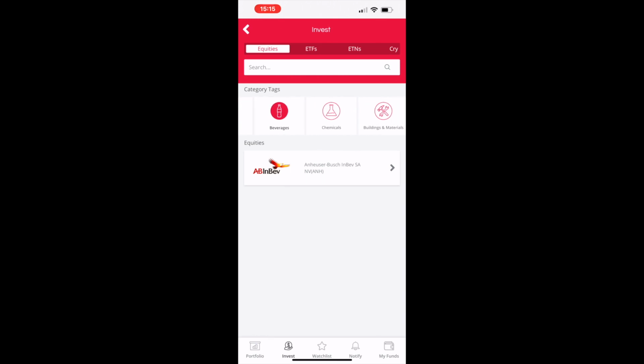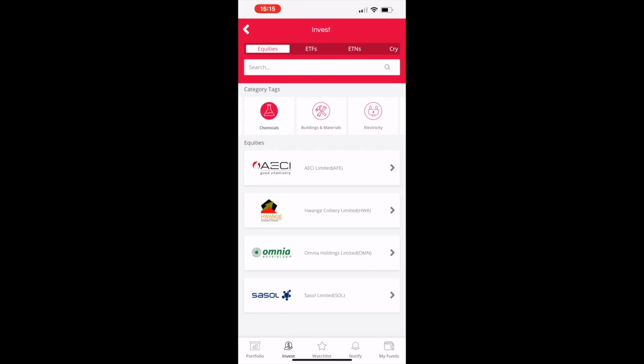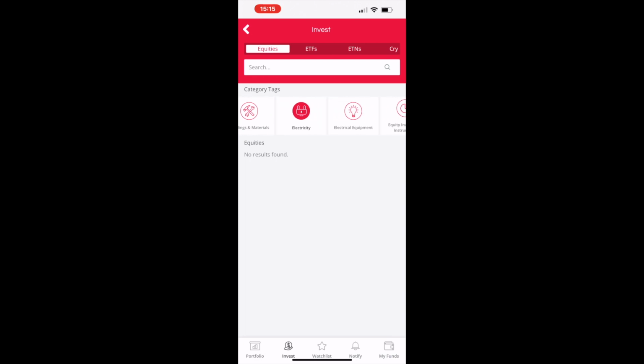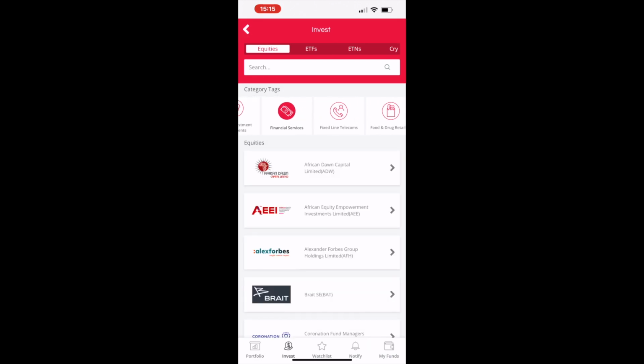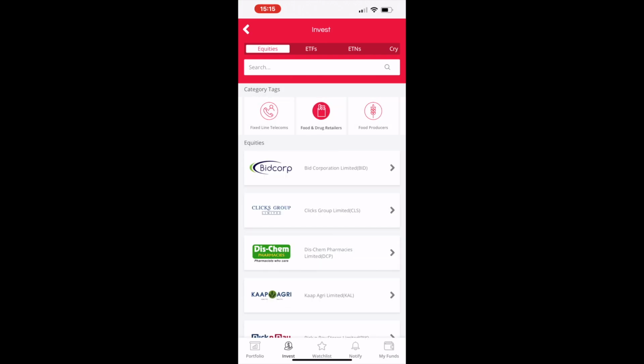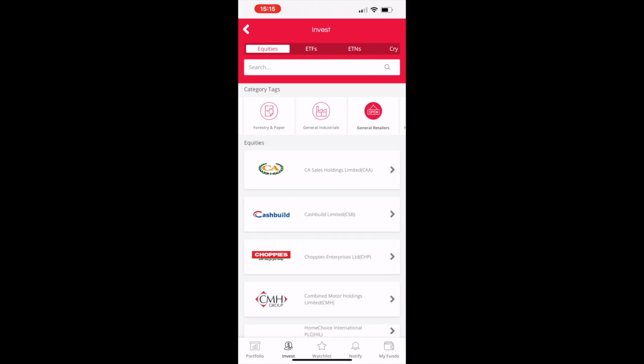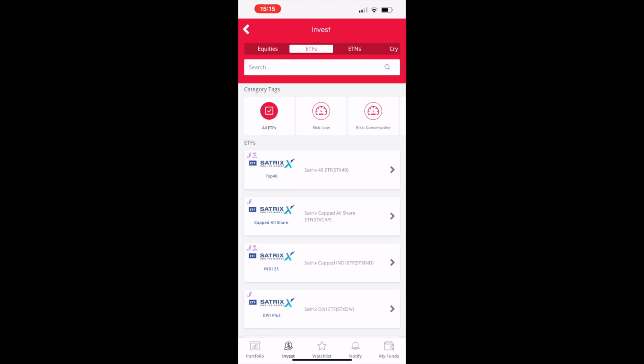On that category banner, you will see there are different categories that you can invest in. If you want to invest in electricity or financial services, maybe food and drug retailers, you just choose a category, look at a company, and go ahead and invest.